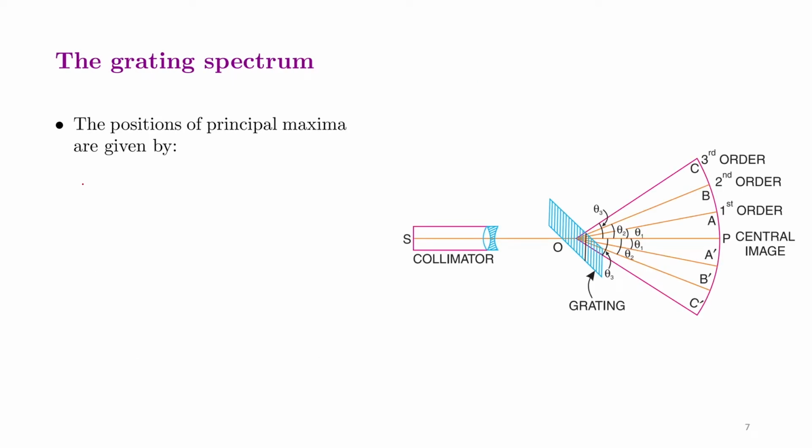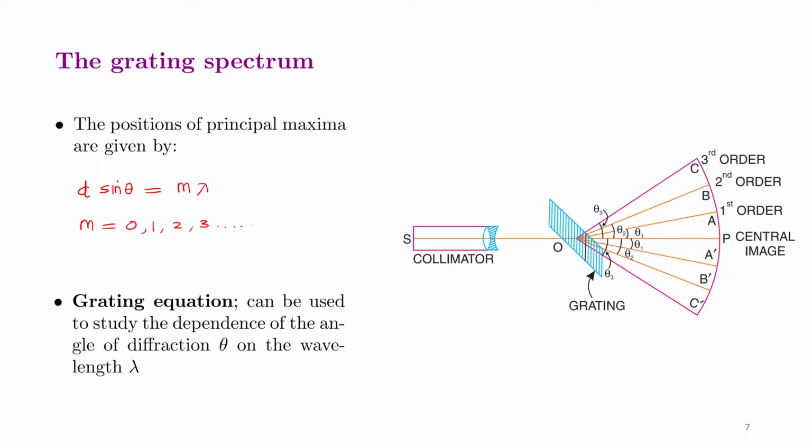In a diffraction grating, the positions of the principal maxima are given by d sin theta equal to m lambda, where m is equal to 0, 1, 2, 3, etc. This equation is known as the grating equation and can be used to study the dependence of the angle of diffraction theta on the wavelength. In the figure on the right, you can see the different orders of the spectrum corresponding to m equal to 1, 2, 3, etc.